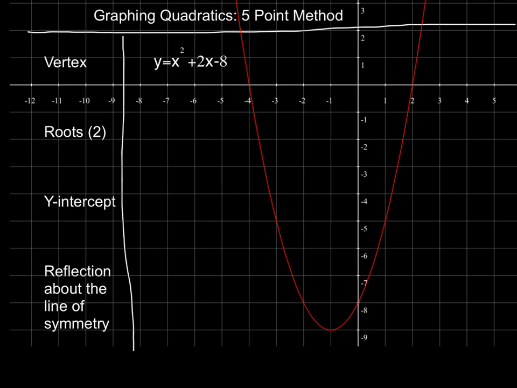The first point that we have there is called the vertex. The vertex is the lowest or highest point on our graph. So right down there is the vertex. Okay, and that's a point we want to find every single time.